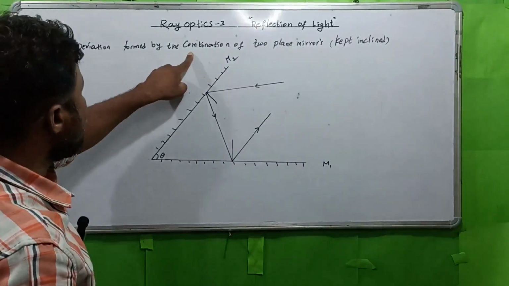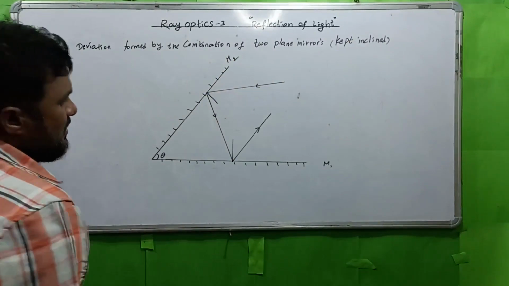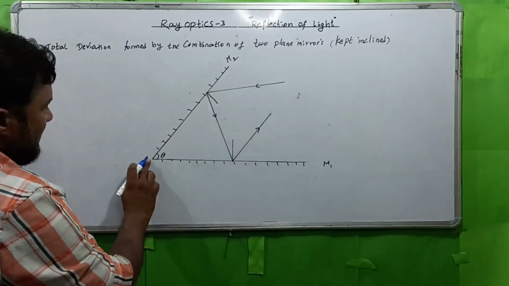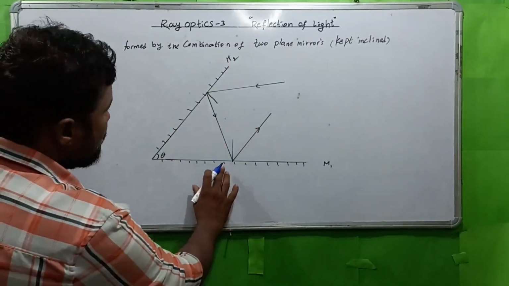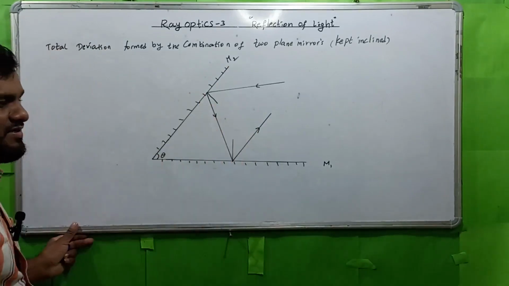Total deviation formed by the combination of two plane mirrors kept inclined. Let us imagine there are two plane mirrors kept in an inclined manner. We have to find the total deviation for this combination of plane mirrors.